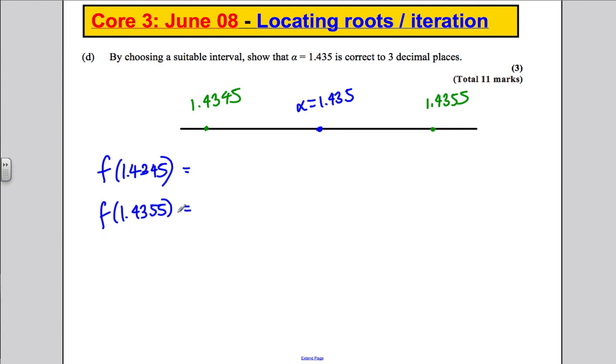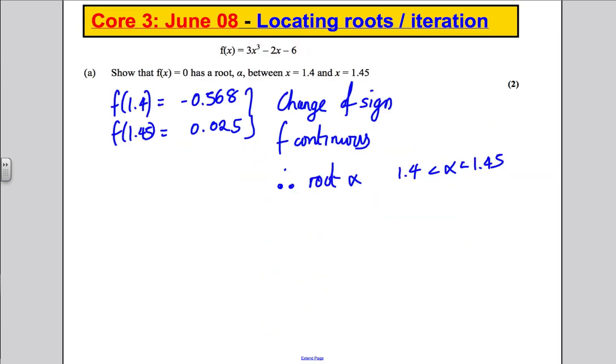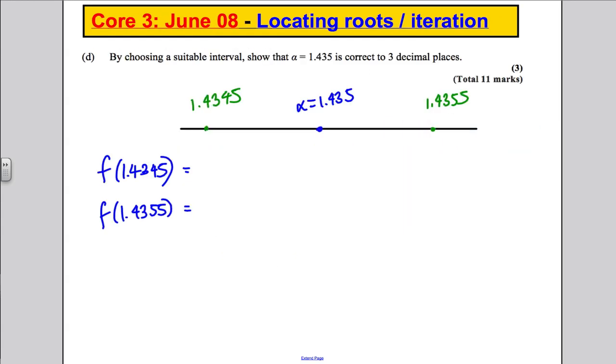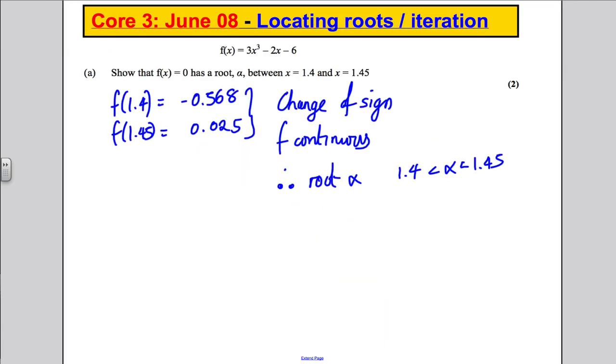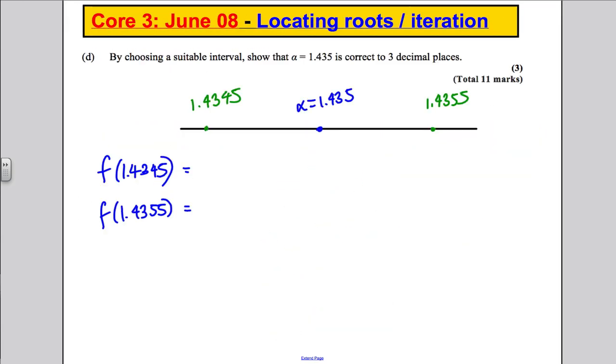So we have ourselves, our original function going back is 3x cubed minus 2x, subtract 6. So 3x cubed, subtract 2x, subtract 6, and we work that out for 1.4345.